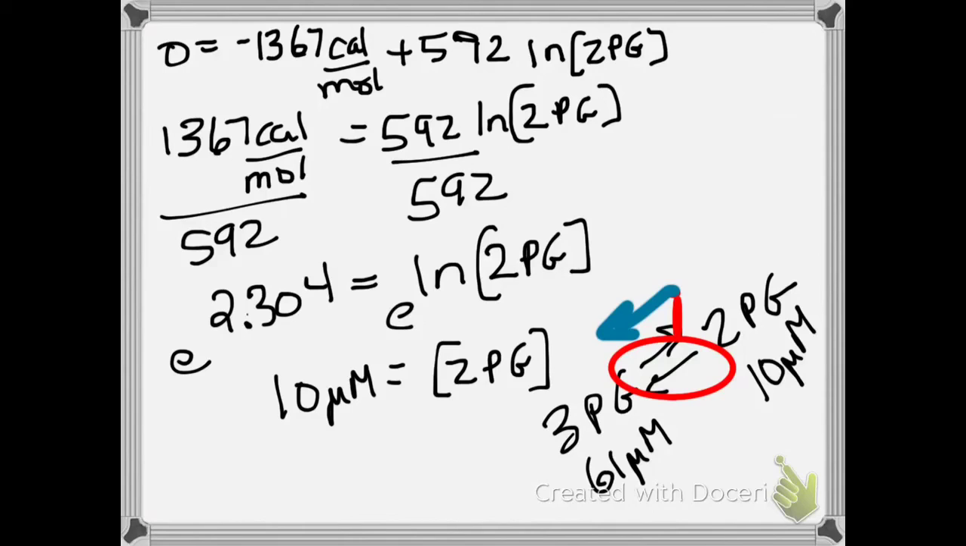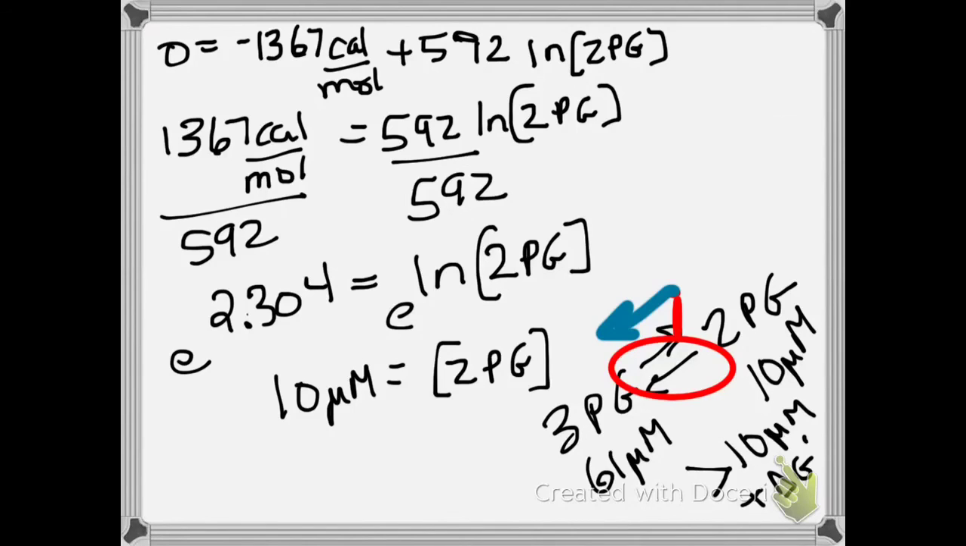So we can safely say that any concentration of 2-PG greater than 10 micromolar will give you a positive delta G prime value. And that will be not spontaneous under those conditions. So that is the question from the homework at the back of chapter 5, question number 6.